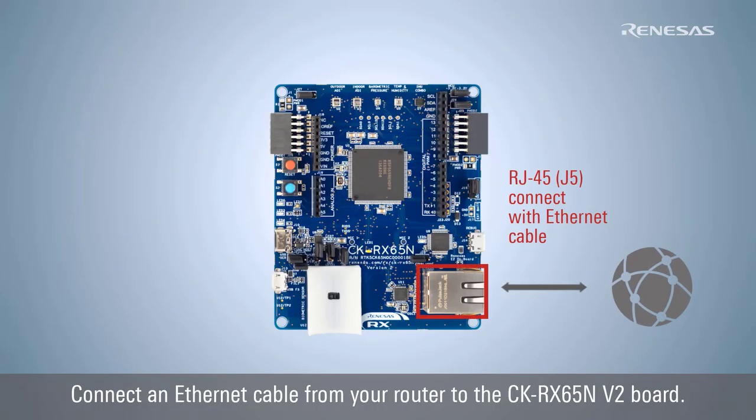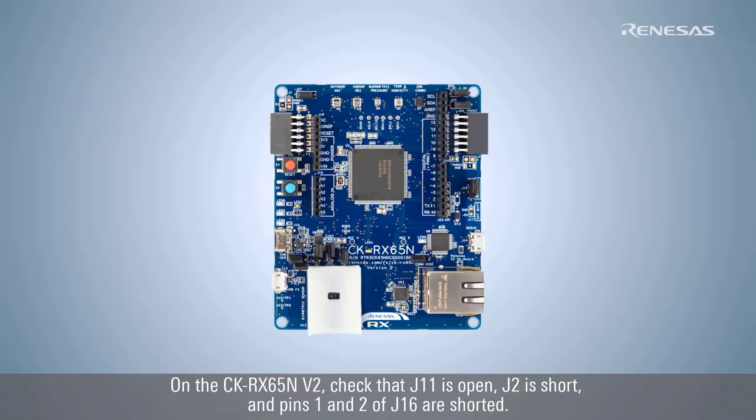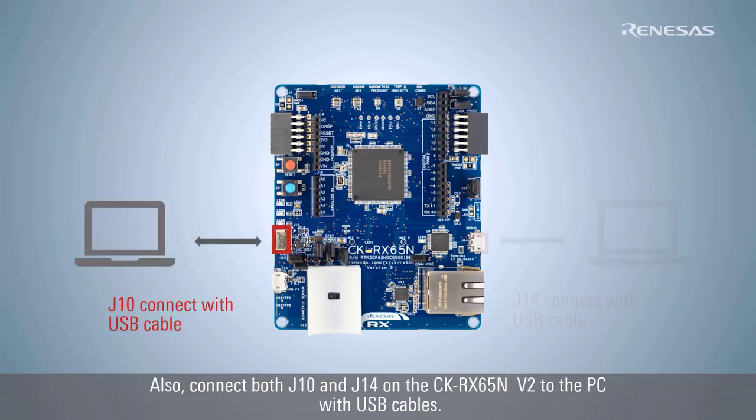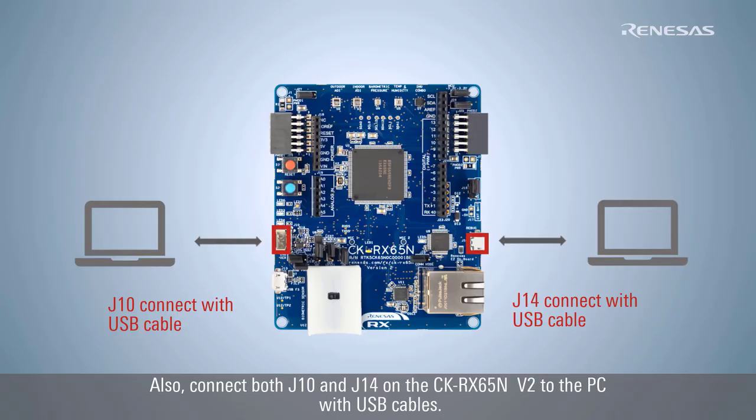Connect an Ethernet cable from your router to the CK-RX65N V2 board. On the CK-RX65N V2, check that J11 is open, J2 is short, and pins 1 and 2 of J16 are shorted. Also, connect both J10 and J14 on the CK-RX65N V2 to the PC with USB cables.